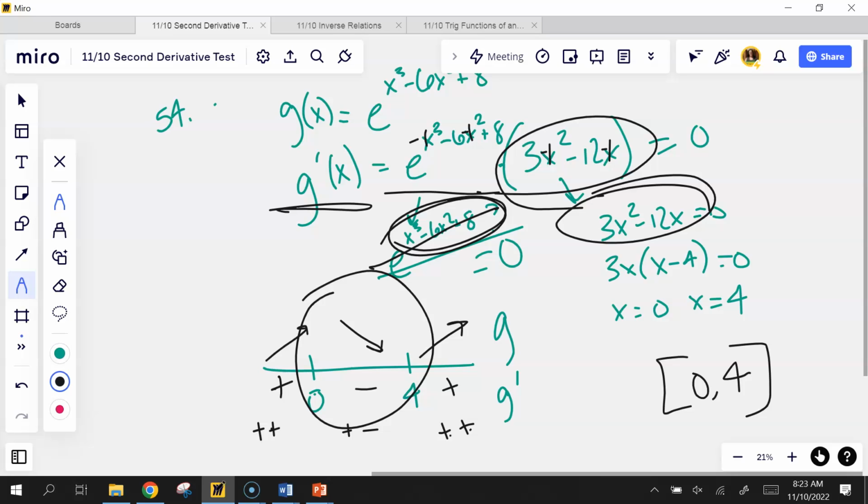Continuity. Is that what we were talking about? I think that's it, yeah. So that would be exclusive, but the increasing, decreasing would be inclusive. Good? What else?